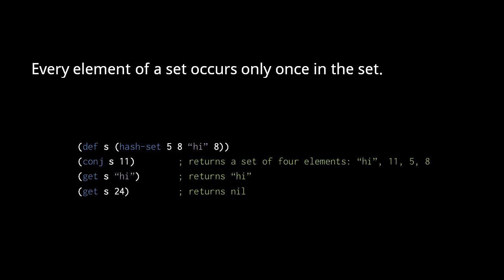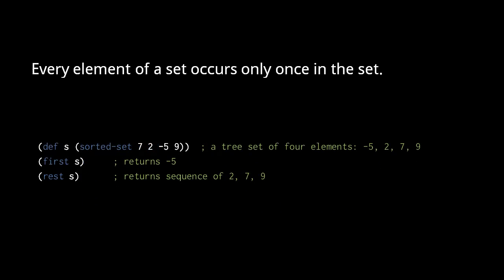Many of the standard collection functions work on sets. For example, conj here returns a set of four elements, hi, 11, 5, 8. get s hi returns hi, and get s 24 returns nil because the set does not contain 24. Somewhat surprisingly, we cannot remove elements with dissoc, but instead must use a function called disj, short for disjoin. So this call to disj here returns a copy of the set, but without the value 5.